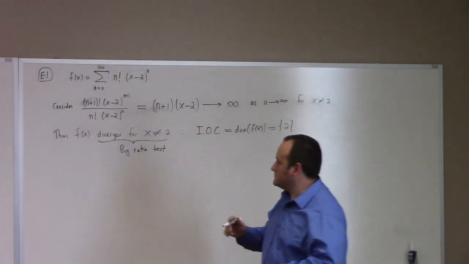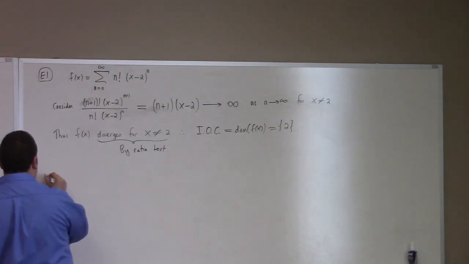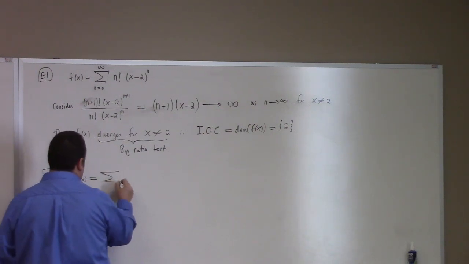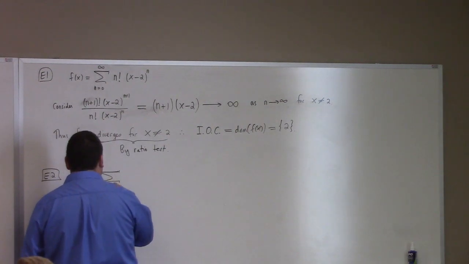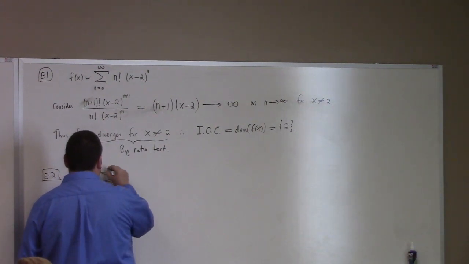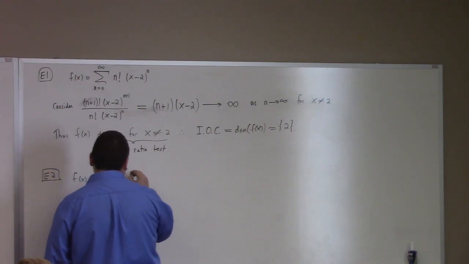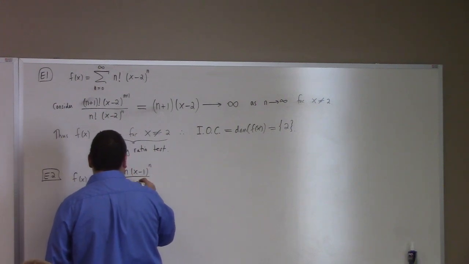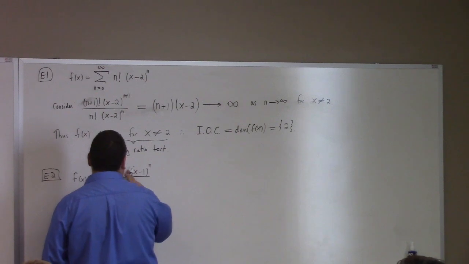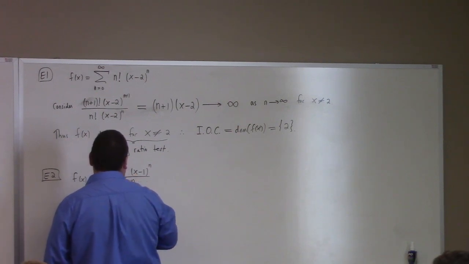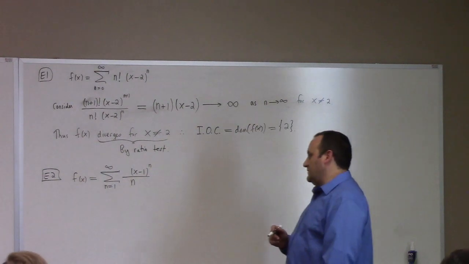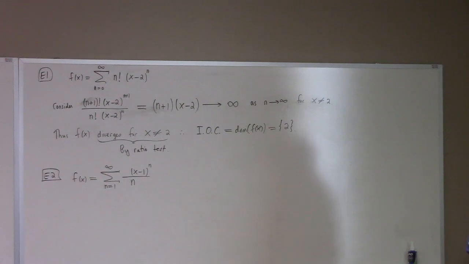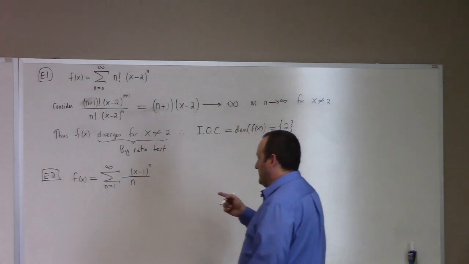Example 2. What if we have f of x equals, say, the sum n equals, I don't know, 1 to infinity of n times x minus 1 to the n over, oh, I'm sorry, there's no n upstairs. Let's say n squared, n downstairs. There, that's a good one. The sum n equals 1 to infinity of x minus 1 to the n divided by n.